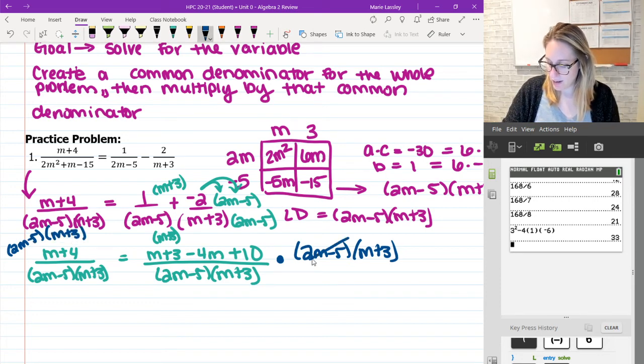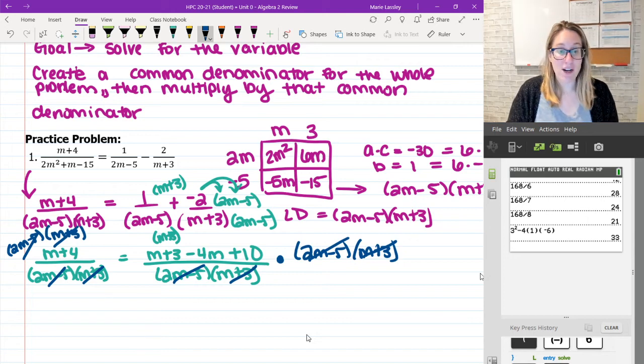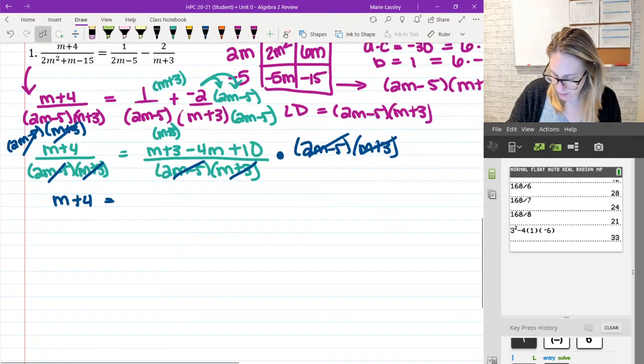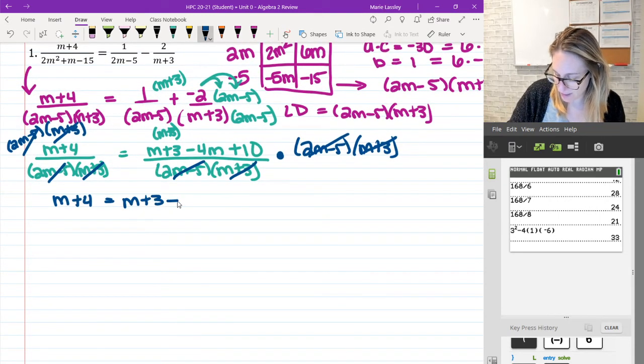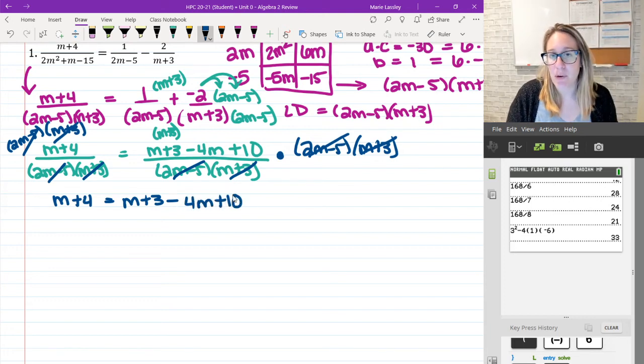Now what's going to happen is they're going to simplify out my denominators. So I no longer have those. I have now simplified out or cleared the denominators of my problem. So I'm now going to rewrite what I have left, which should at this point be just the numerators. So I have m plus 4 equals m plus 3 minus 4m plus 10. Now this is a very simple multi-step equation that I can just solve for m.